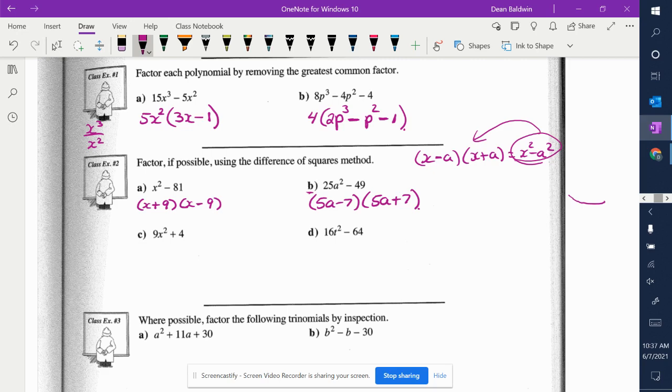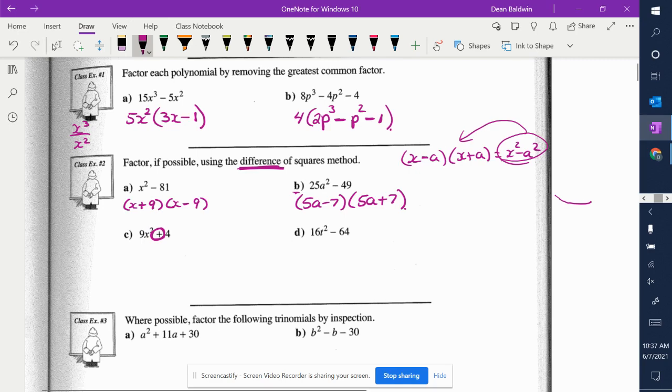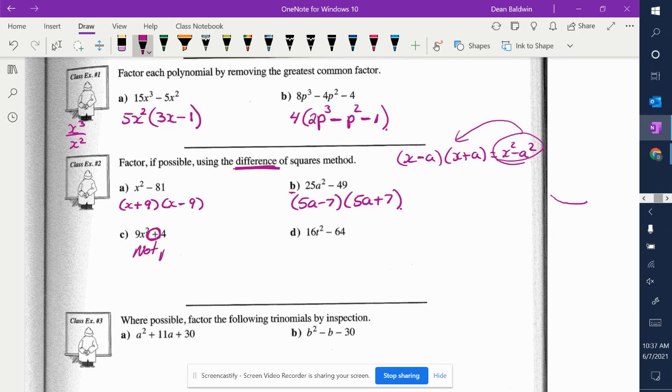What about C? Except you have an addition sign, right? If you have an addition sign, it's not a difference of squares because the word difference means subtraction. Okay? So this one you can't do anything with. It's not possible.